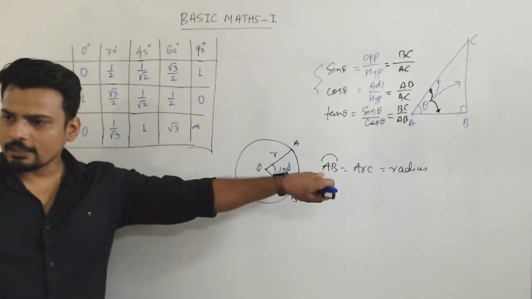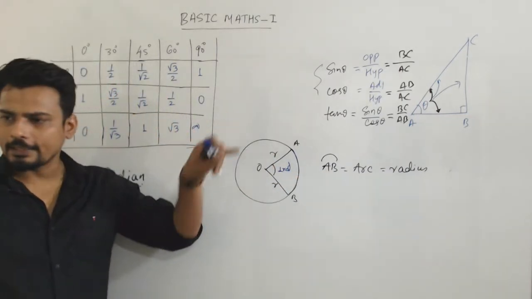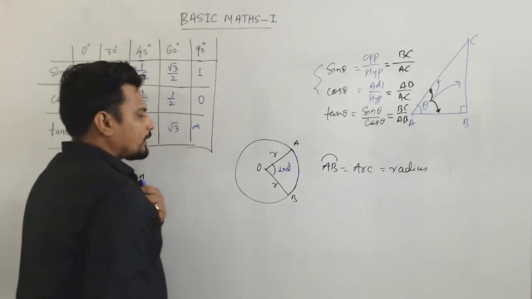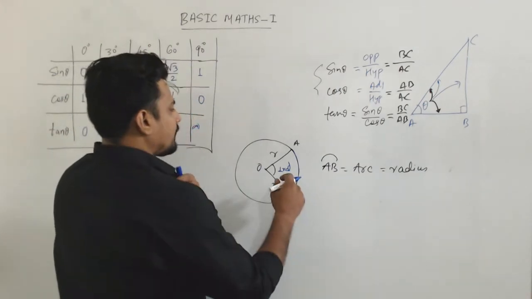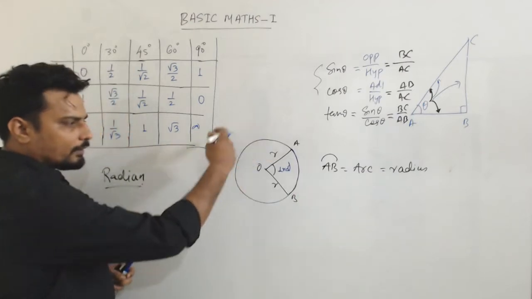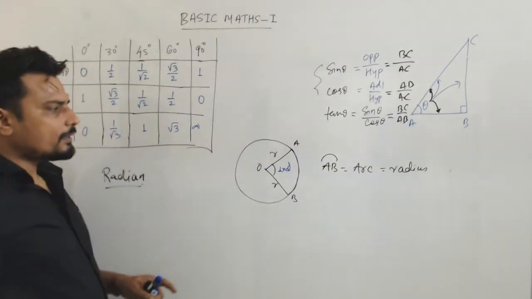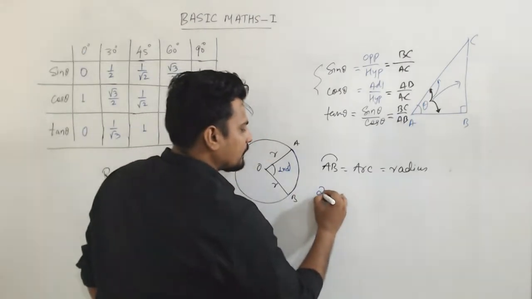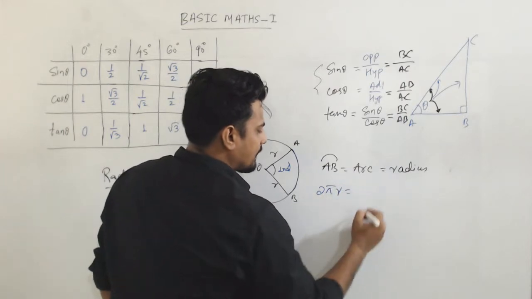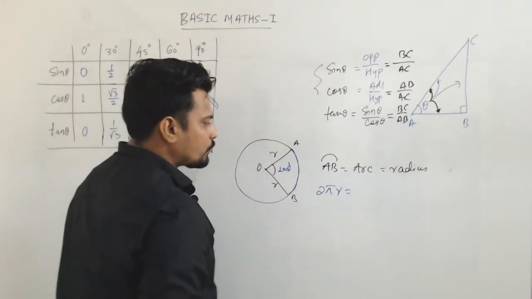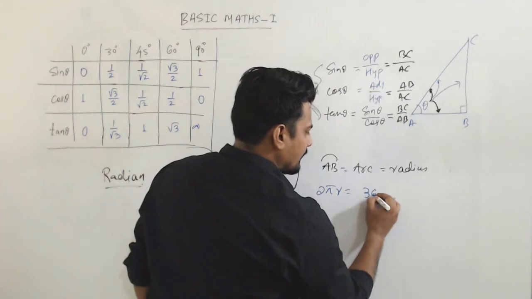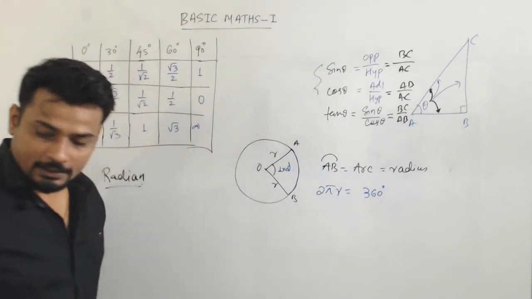Now the next thing is how to relate radians and degrees. Guys, let me just tell you one thing. If I take the entire circle, then the arc length is going to be how much? 2 pi r. So the 2 pi r subtends how much angle at the center? 360 degrees.